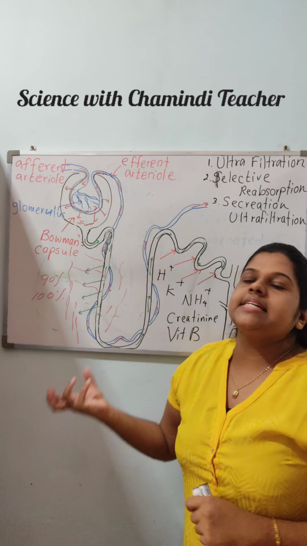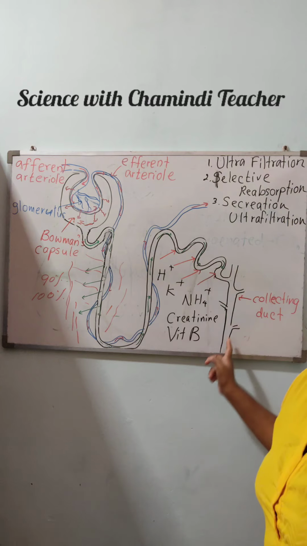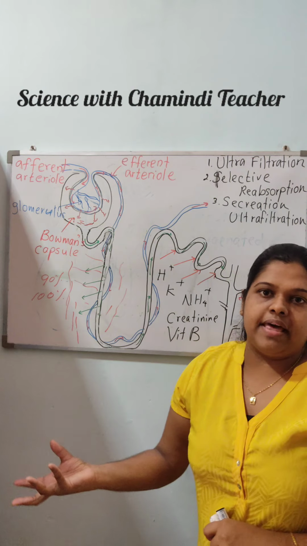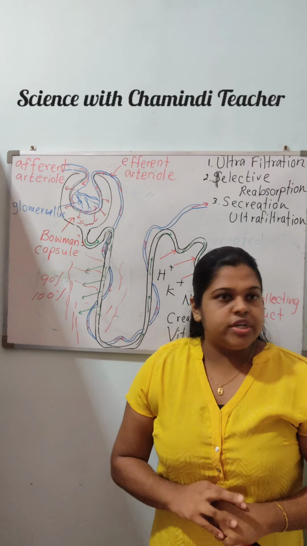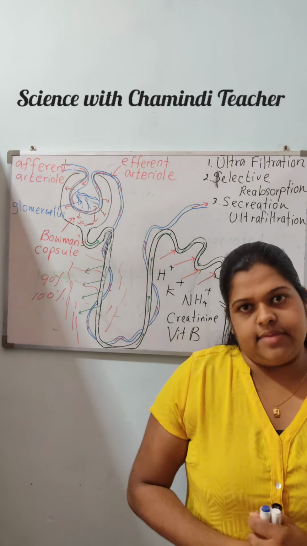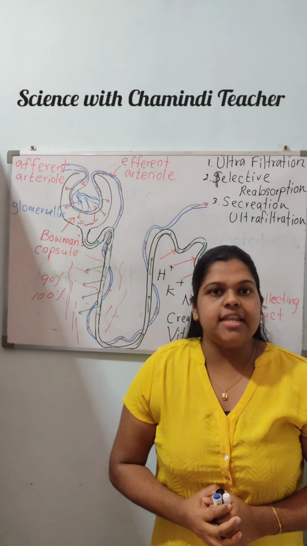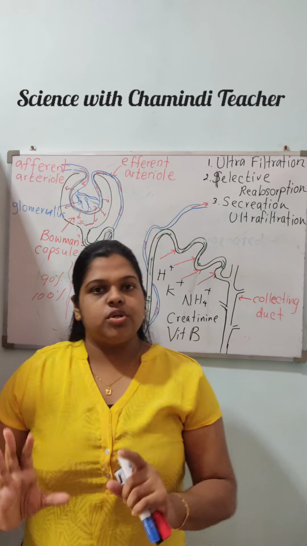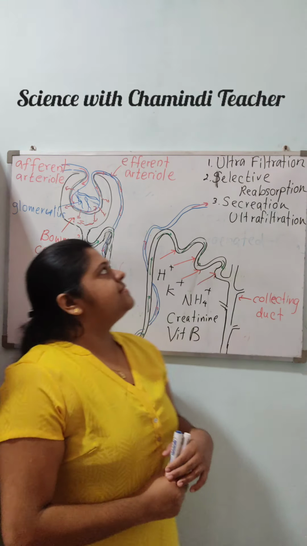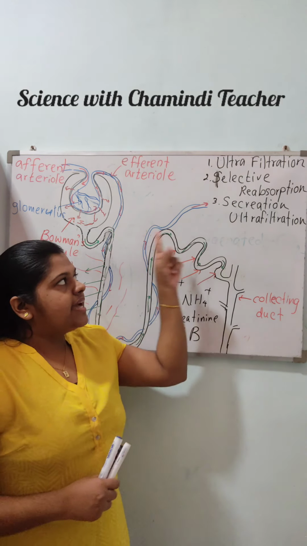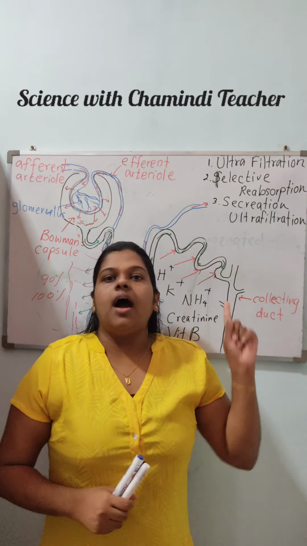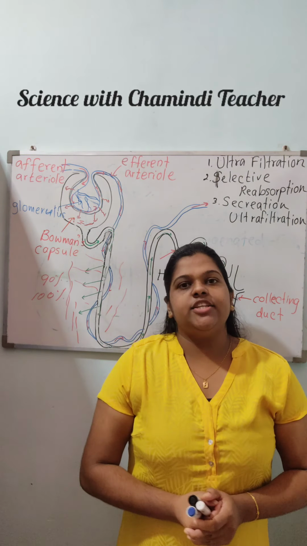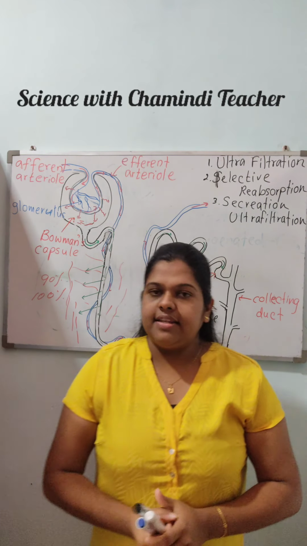This urine gets collected in the collecting duct. The collecting duct leads to the pelvis. From the pelvis, the urine comes to the urinary bladder through the ureter. This is how urine is formed inside our body, mainly through three processes: ultrafiltration, selective reabsorption, and secretion. This is what I wanted to explain to you. This is important for your GCE O-level examination.